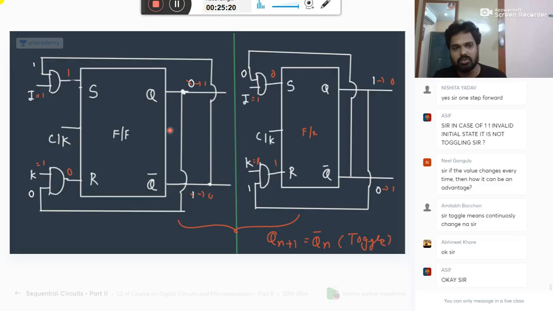Or you can give 0, 1 here to make the output valid. Then you can apply 1, 1. What is the problem? Here, as long as your clock is present, it will change. That's what I'm saying. First, understand one point. What is that one point? It is not a invalid. That point everybody accepted or not?